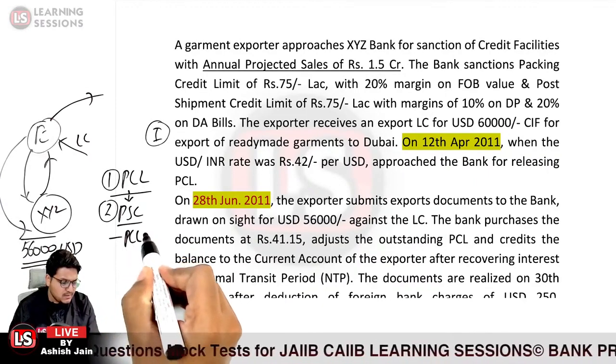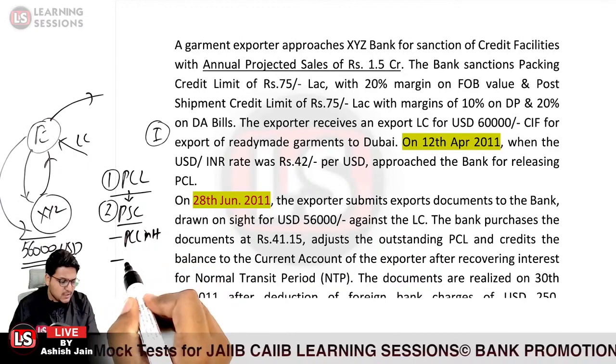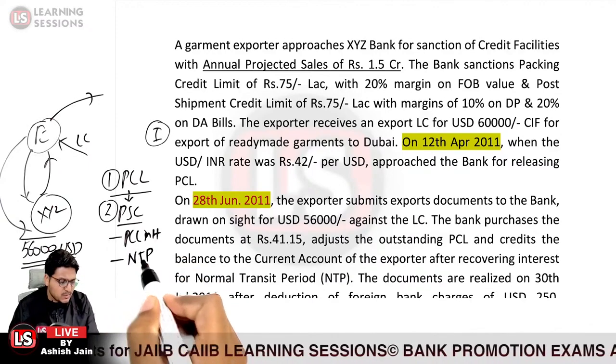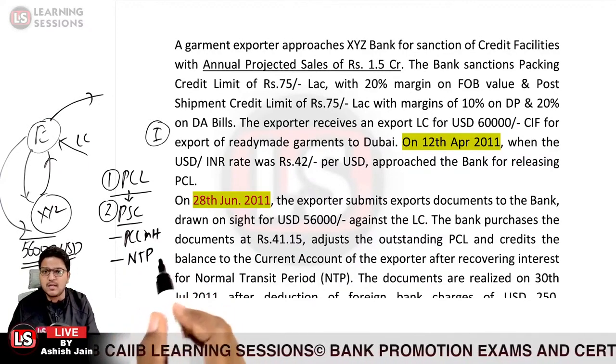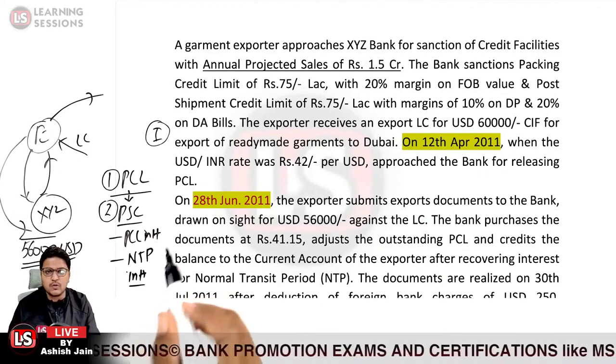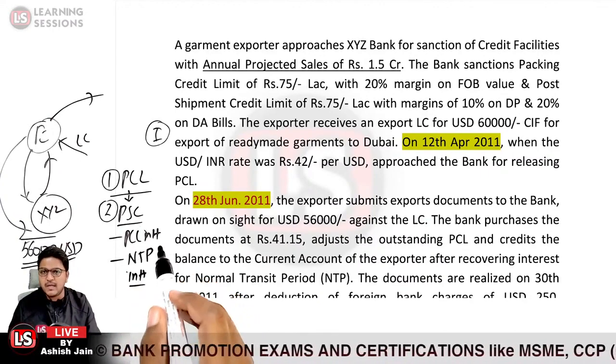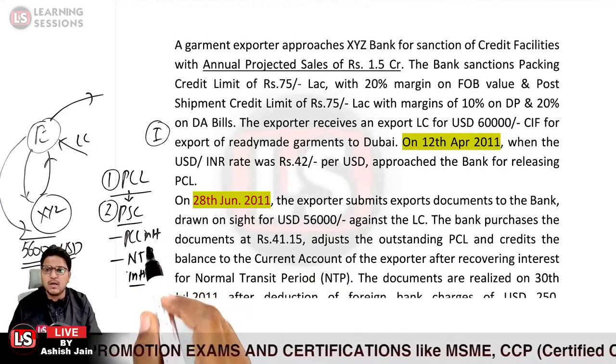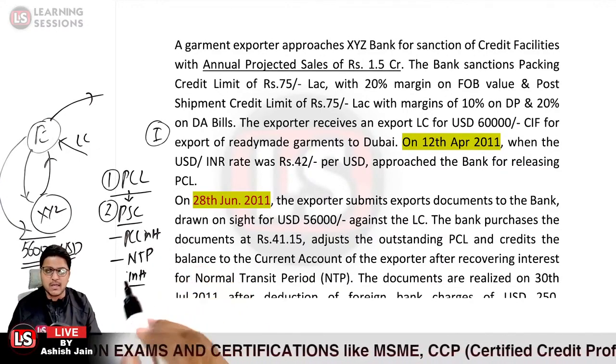So we can say the PCL interest will be debited, and also the NTP interest period. The NTP is what? This is the normal transit period. So the normal transit period interest will also be deducted out of the post shipment credit, and the exceeding amount will be credited to the current account of the exporter over here.